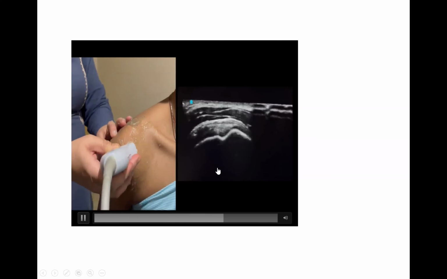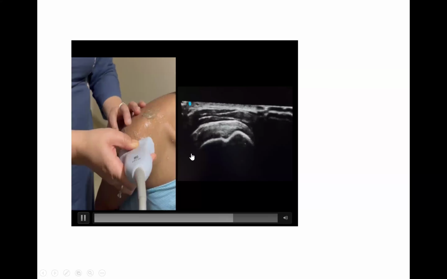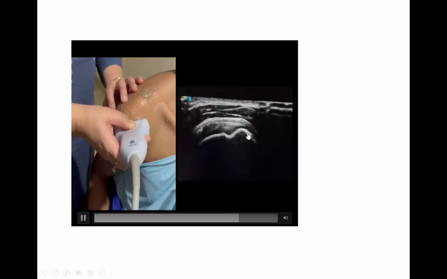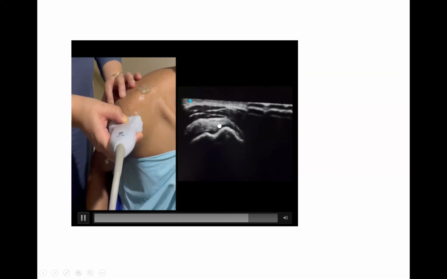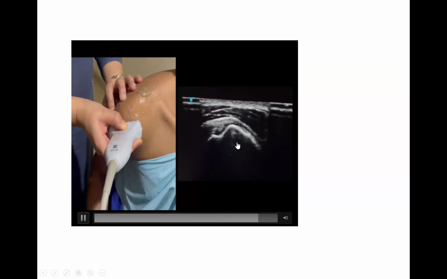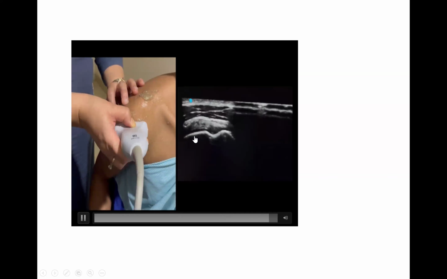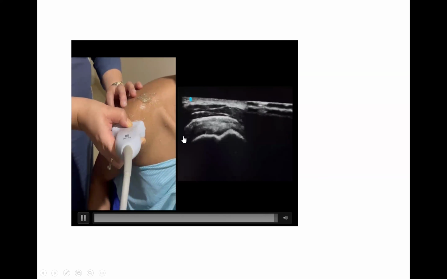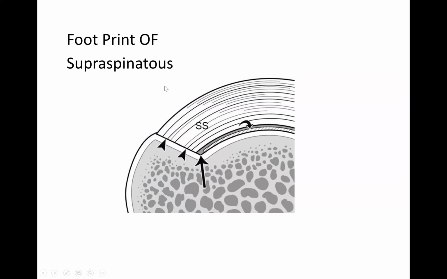Then we turn our probe, continuously turning the probe in such a way that one end lies towards the ipsilateral ear. We see this contour of the greater tuberosity, where the anterior-most fibers of the supraspinatus are getting attached on the superior facet, and then we keep on moving our probe a little posterior, anterior, and see the complete length of the supraspinatus fibers getting attached onto the superior facet of the greater tubercle. So this is the supraspinatus tendon.